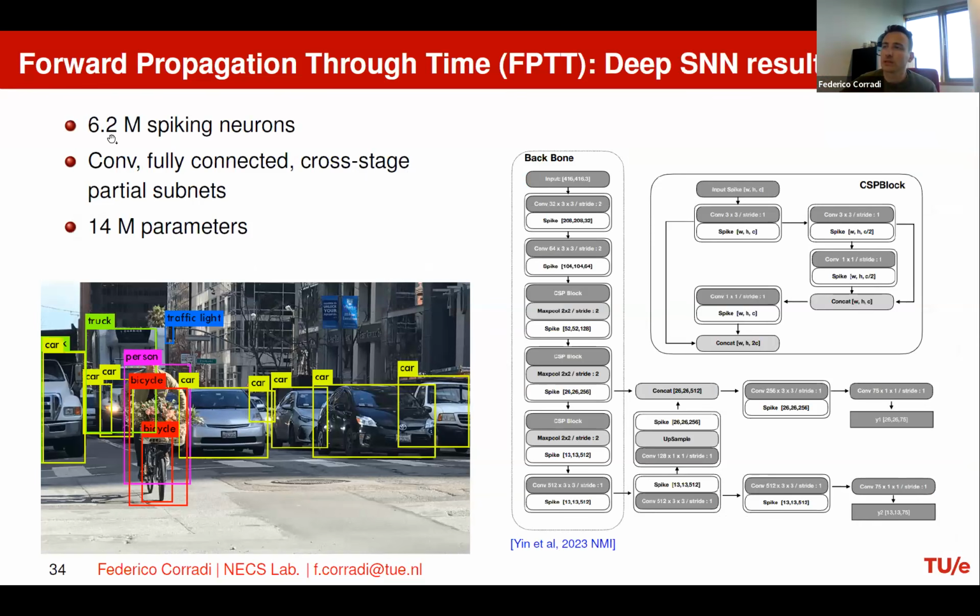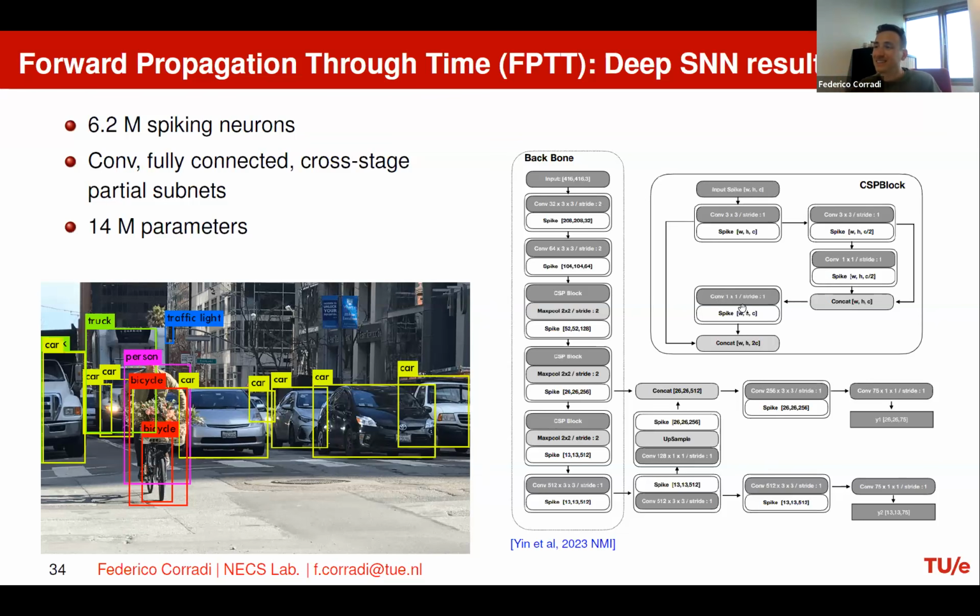Here you see a network of 6.2 million spiky neurons that has convolution, fully connected layers, and 40 million parameters. Here you see the backbone. The backbone is actually very similar to YOLO, so you only look once. The task that the network has been trained to do is object detection and identification. So basically you have to identify there is a car, there's a bicycle, there's a person, and you have to draw the bounding boxes around it.